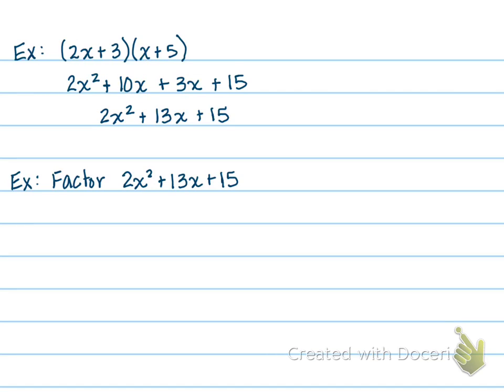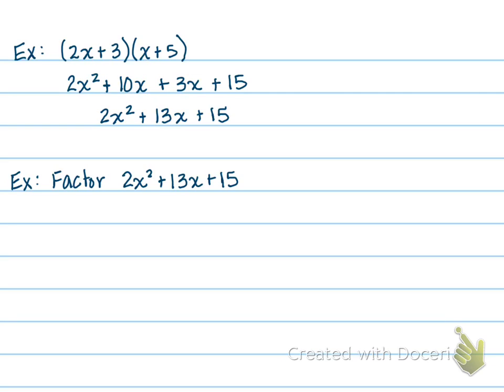Sort of in the back of my mind, I'm thinking, well, that 13x really came from combining two like terms, right? And so our goal is going to be to split that 13x up in such a way that we can factor by grouping. Now there's an infinite number of ways we could write 13x, right?